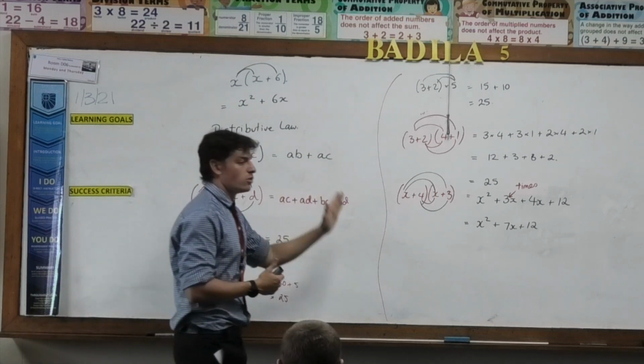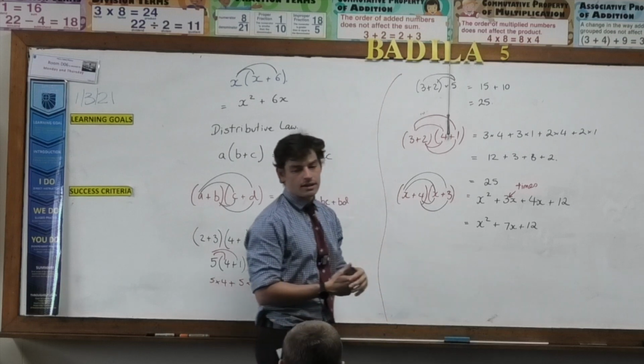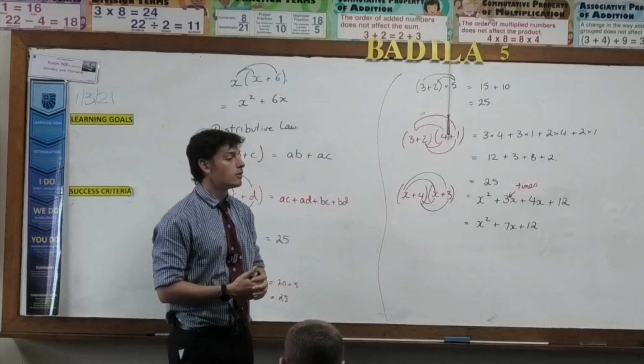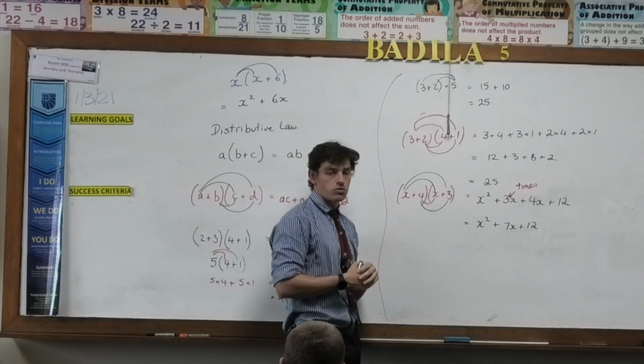If I had x's and y's, could I do that last step? What allows me to do that last step? Yeah, I've got 2 x's in there, don't I? So I can collect those like terms right at the end.